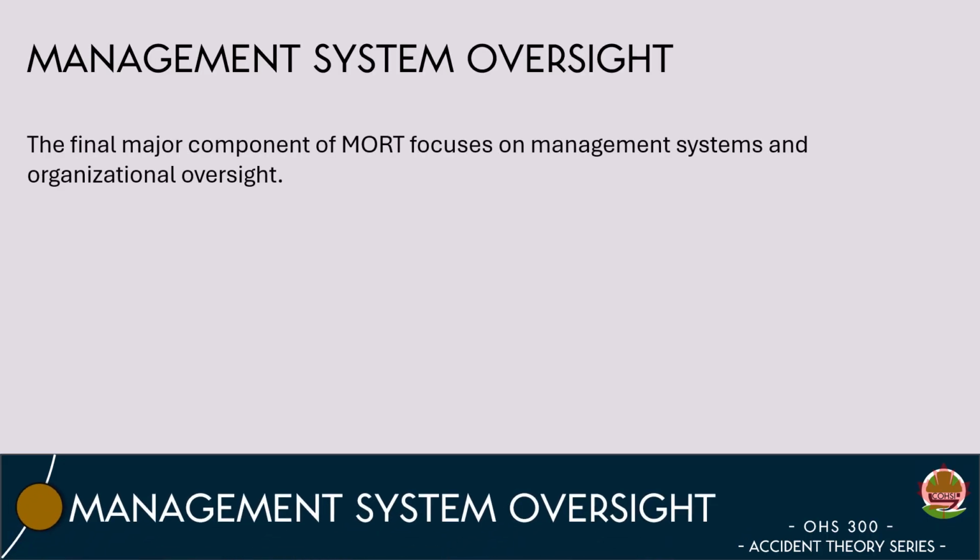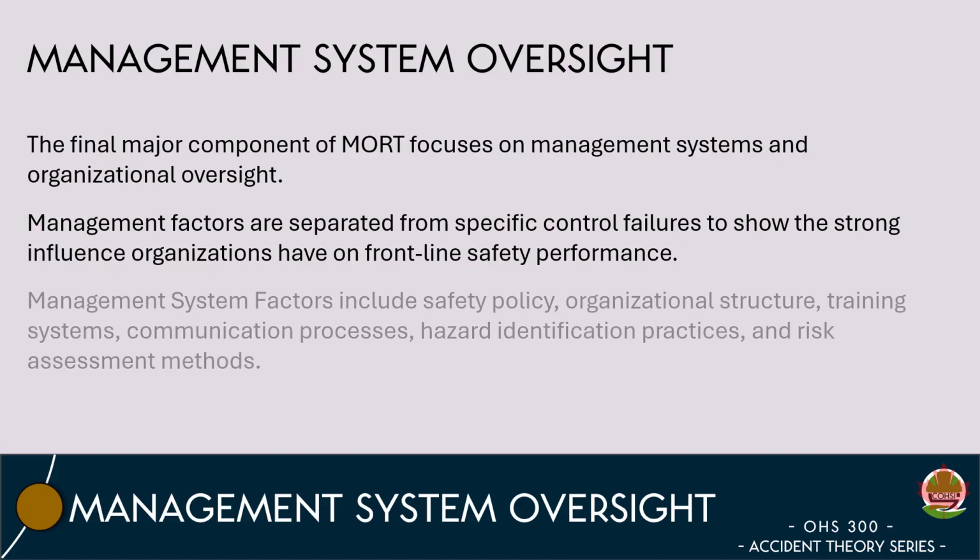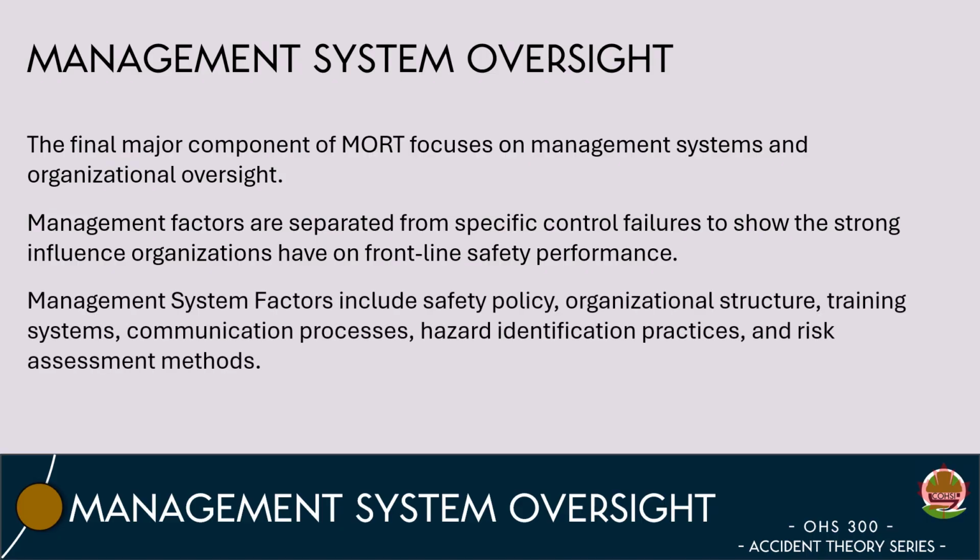The final major component of MORT addresses management systems and organizational oversight. This section of the tree examines the policies, processes, and decisions that shape how work is planned, resourced, and controlled. Management factors are deliberately separated from specific control failures to emphasize that organizational systems exert a powerful influence on frontline safety performance. Management system factors include areas such as safety policy, organizational structure, training systems, communication processes, hazard identification practices, and risk assessment methods. These elements form the background conditions within which specific tasks are performed.